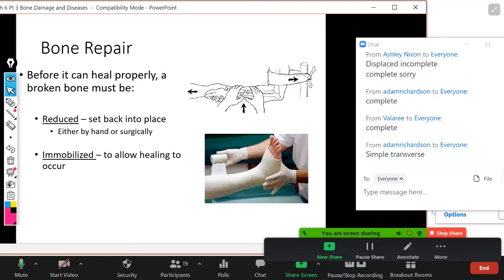Sometimes surgery is required for this. Sometimes if a bone is really badly broken, they will reduce it by putting in pins or screws or other devices to hold it in place, or sometimes they'll run a long wire down the length of the bone. There are all kinds of interesting techniques for that.